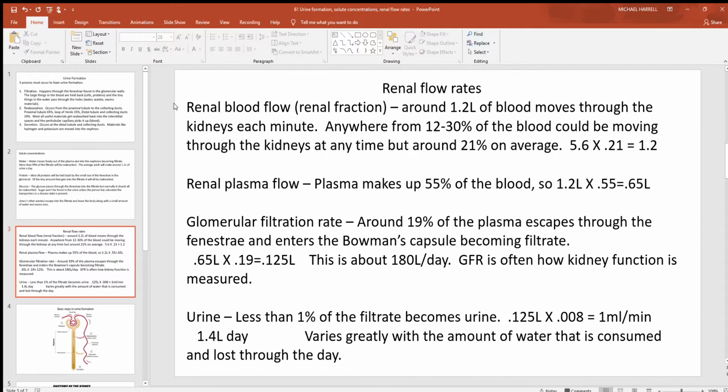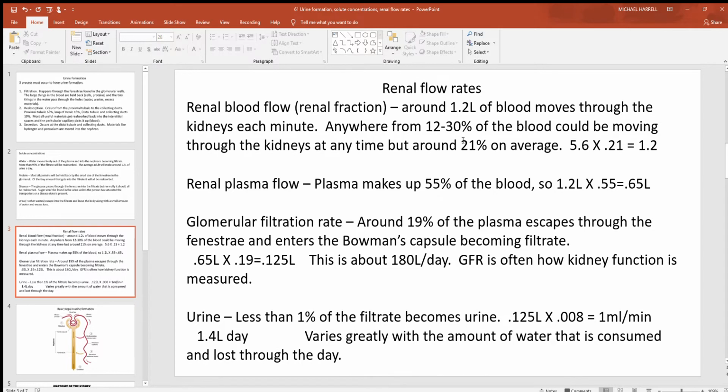But look at these different fluid flows going through the kidneys. Let's first mention the renal fraction. Now, this is how much of the cardiac output is actually going through the kidneys. Now, your kidneys receive a huge amount of blood. That can range from anywhere from about 12 to 30% of all your blood.